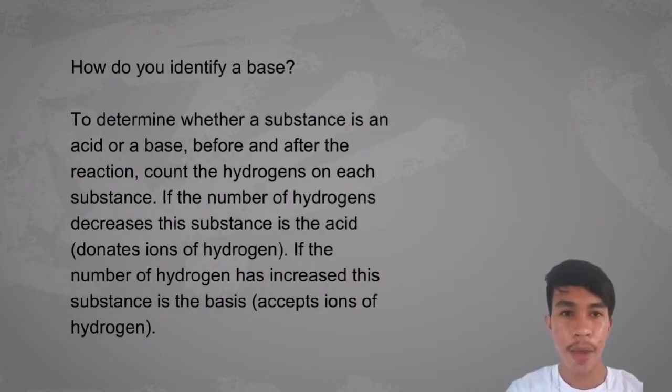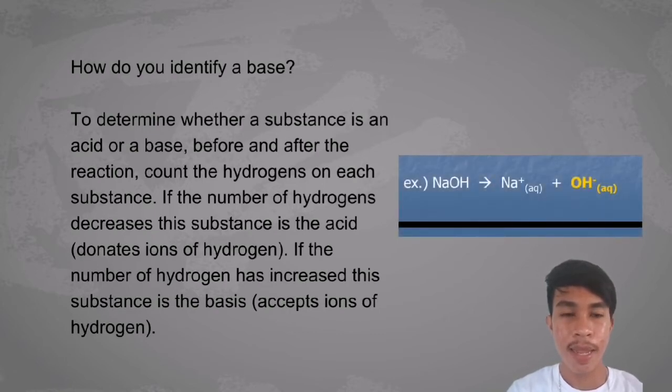How do you identify a base? To determine whether a substance is an acid or a base, count the hydrogens on each substance before and after the reaction. If the number of hydrogens decreases, this substance is the acid. If the number of hydrogens increases, this substance is the base.